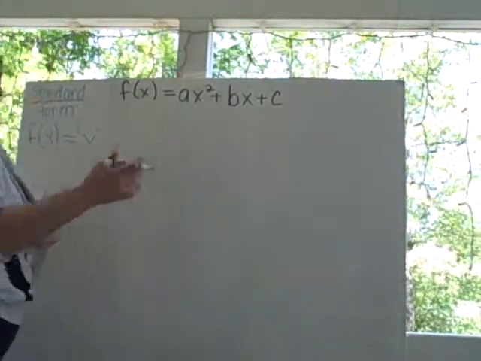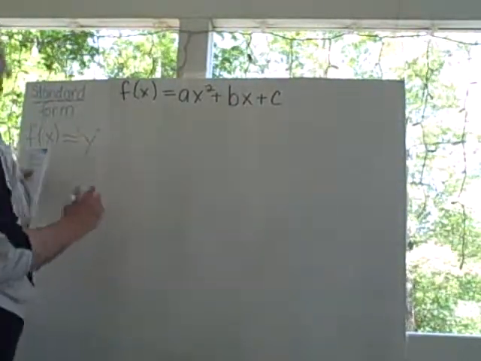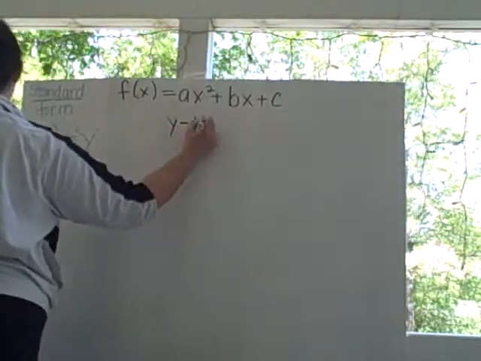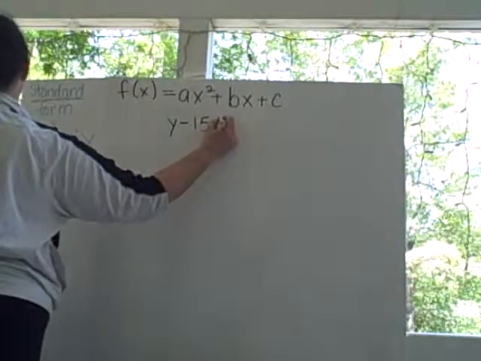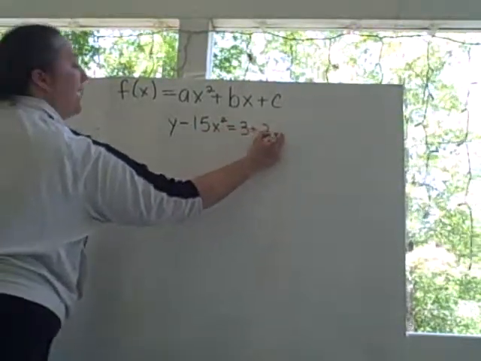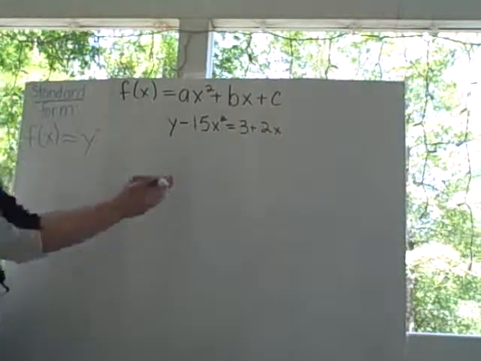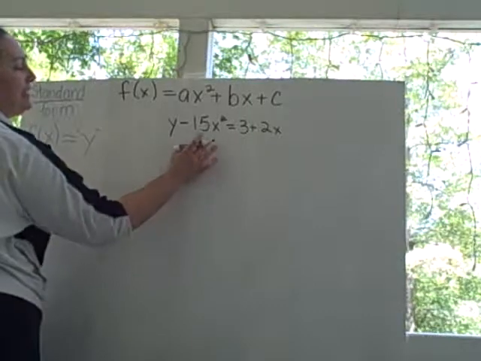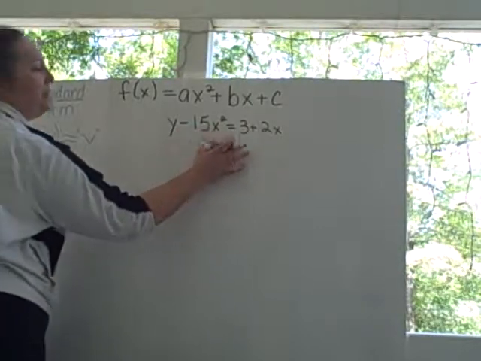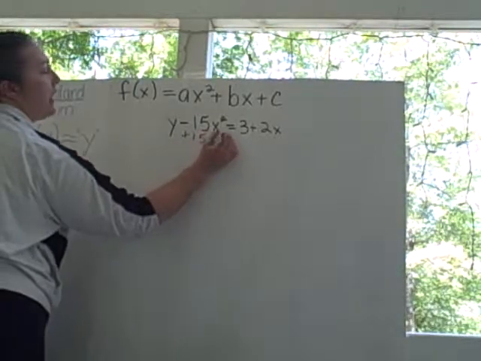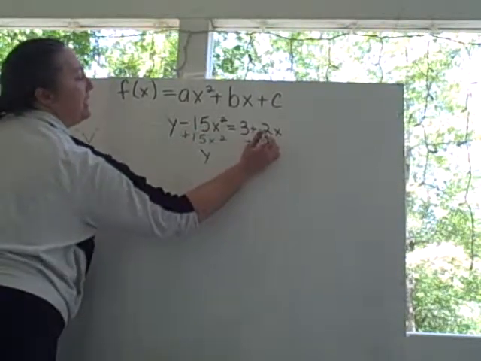Of course, they're not going to give you anything so simple as this. They're going to give you something that looks like this. y minus 15x squared equals 3 plus 2x, where I have to put y by itself. Putting y by itself means I'm going to take this negative 15x squared and move it over and make it a positive 15x squared. Positive 15x squared.